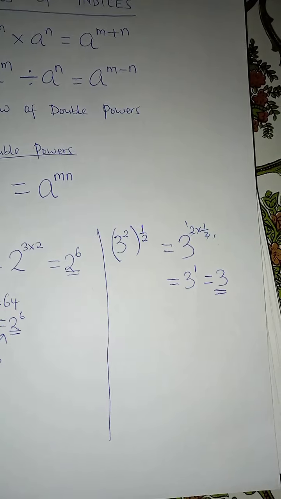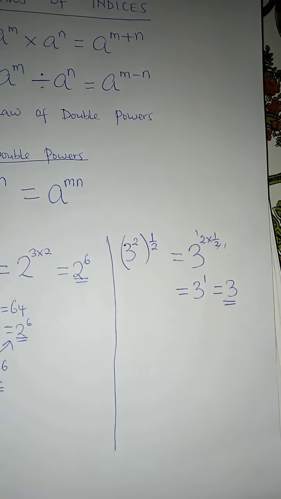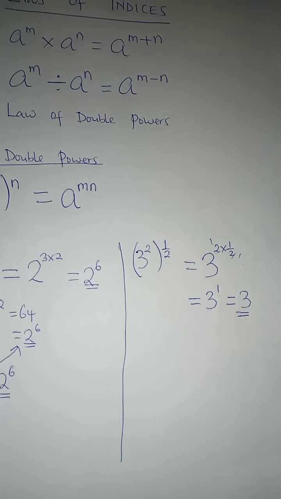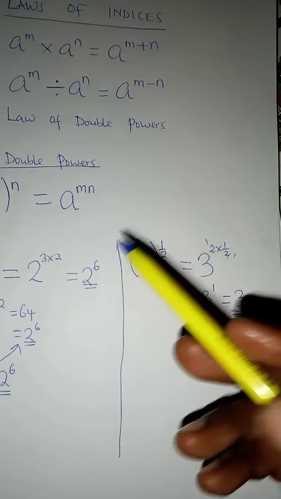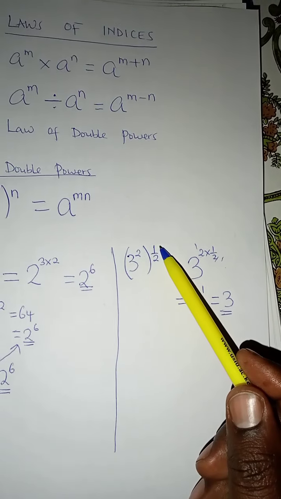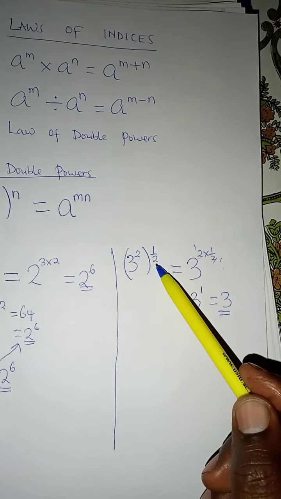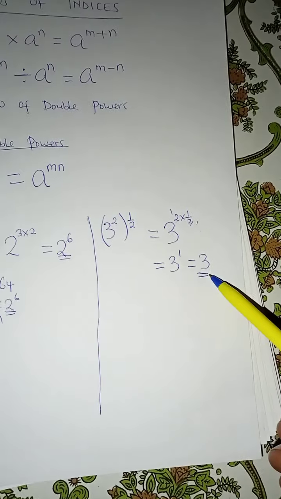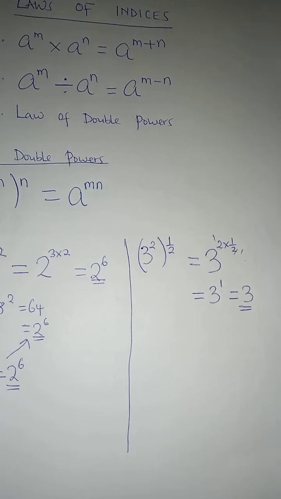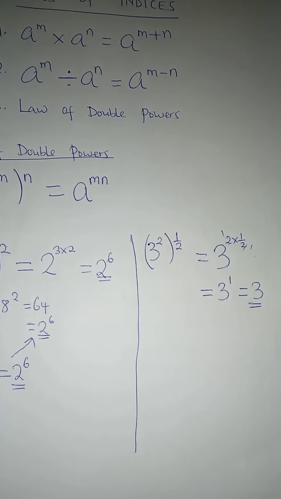So the law of fractional index, not necessarily a law, but a small attachment we usually add. When a number, say 9, 3 squared is 9, raised to power half says that we get the square root of 9. Square root of 9 definitely is 3. So this law of double powers helps us to just get that 3 directly.